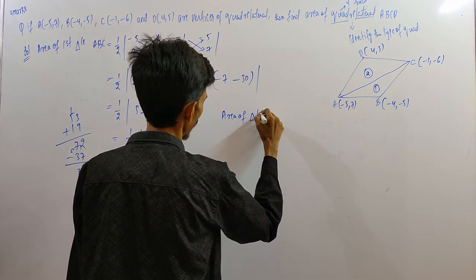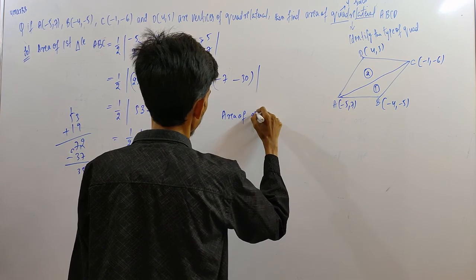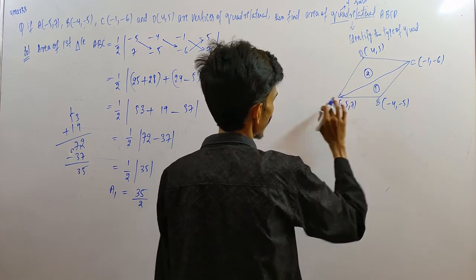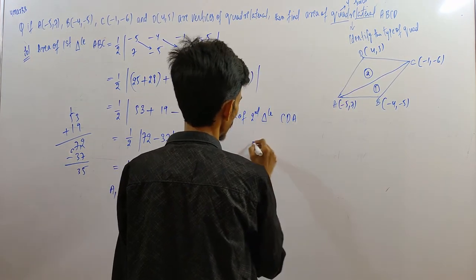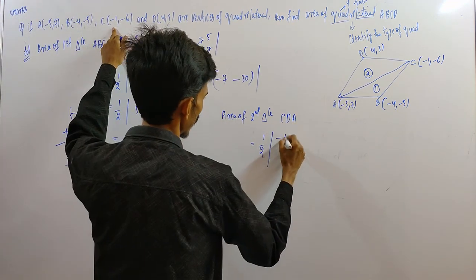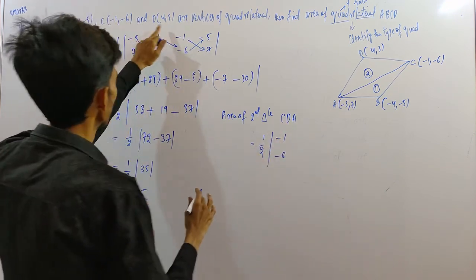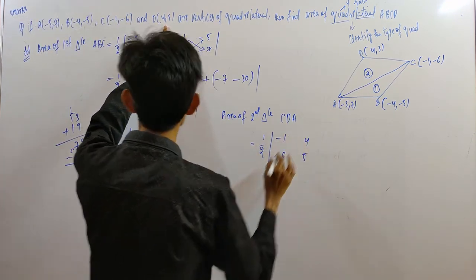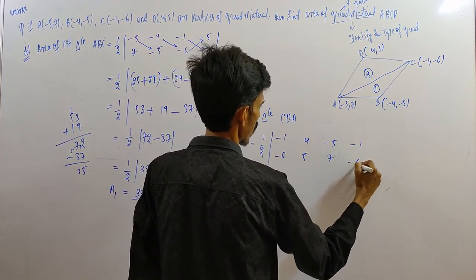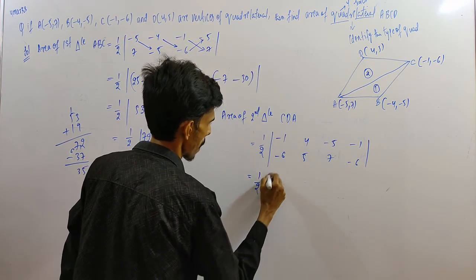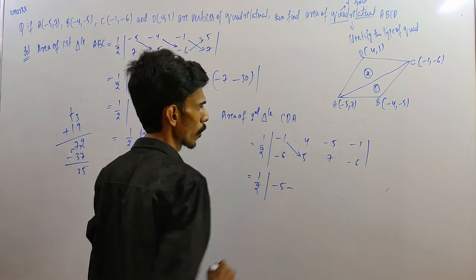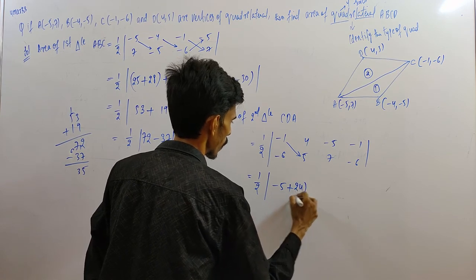Now take area 2. Area of second triangle. Second triangle is CDA. So 1/2. C value is -1, -6. D value is 4, 5. A value is -5, 7. Copy this. One into 5, we have -5. Put minus sign. 6 into 4, 24. Minus 24 means plus 24.